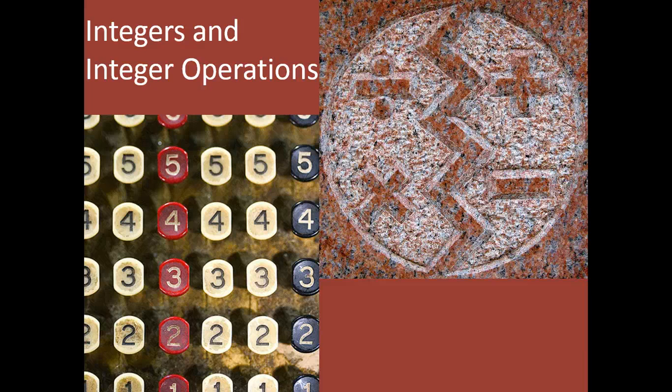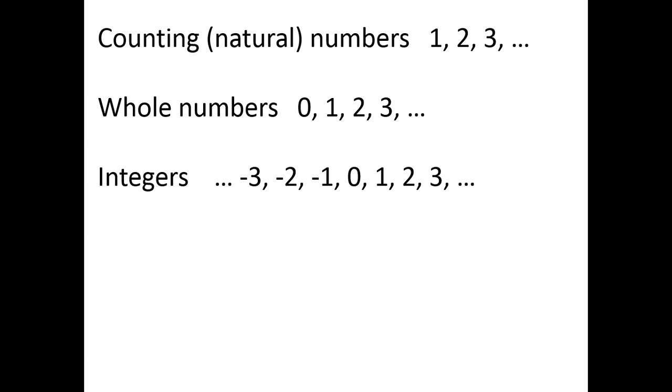So our next topic is integers and integer operations. To give you some idea of what we've done to build up to this idea, we started talking about counting numbers or natural numbers, which are the numbers 1, 2, 3, and so on. And then we added in the number 0 to that set and we created the whole numbers. Well, now we're going to add into that set the opposites of all of those whole numbers. And when we do that, we have a set of numbers called the integers.